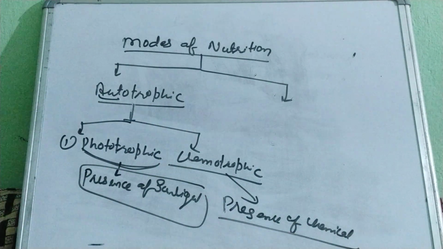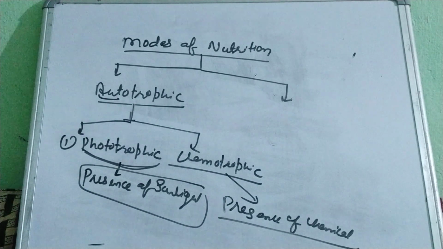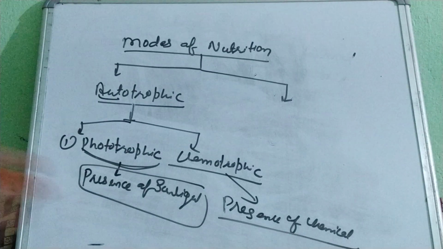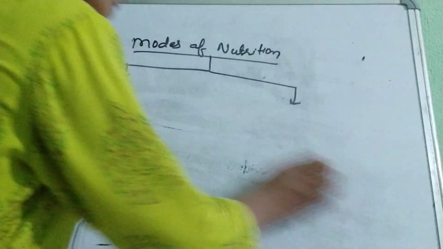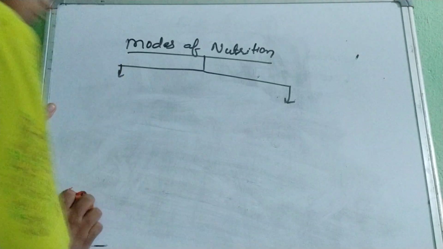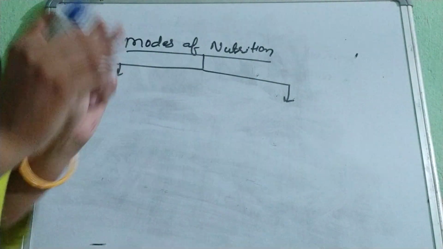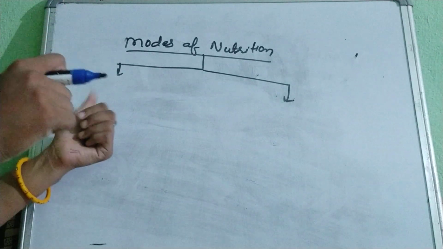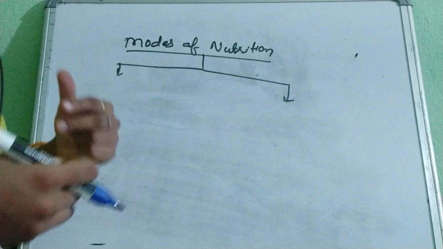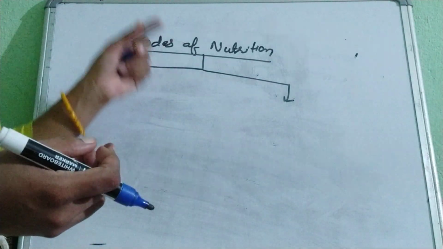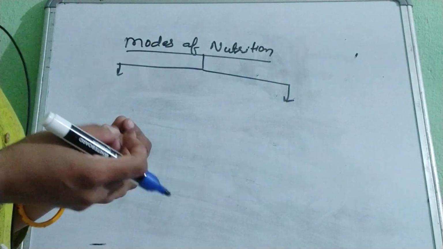Now we have to discuss the different types of heterotrophic nutrition. Can you tell me what are the different types? There are three different types of heterotrophic nutrition. Already I have discussed that there are two types of autotrophic: phototrophic, taking place in the presence of light, and chemotrophic, taking place in the presence of chemicals.